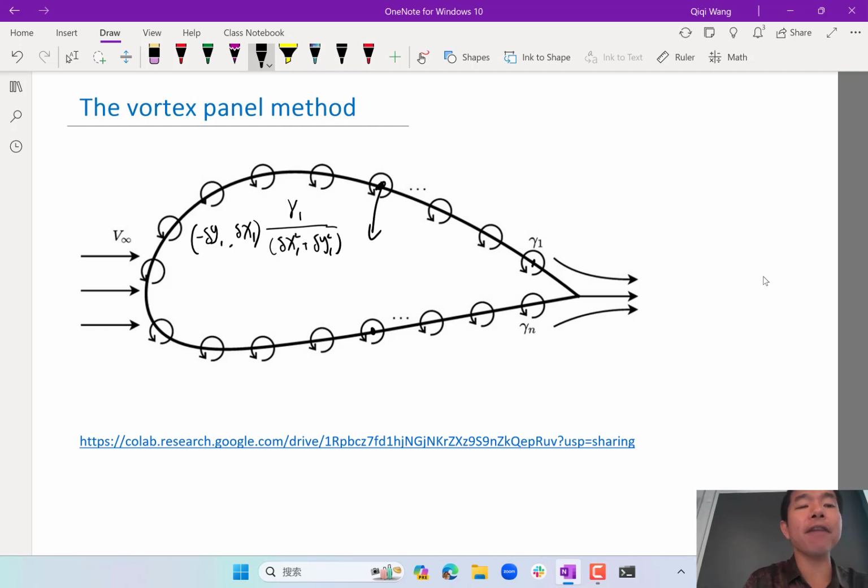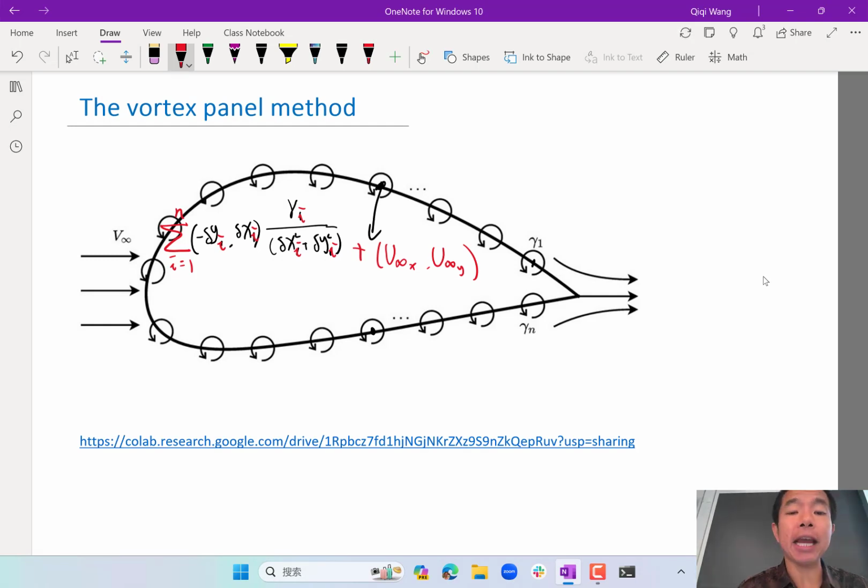Now, if we have a collection of vortices, we need to sum them up. So instead of 1, we change the index from 1 to i, and we sum over i from 1 to n. That is the flow field induced by the collection of vortices. Then we add this to u infinity x and u infinity y. So this is the whole flow field.